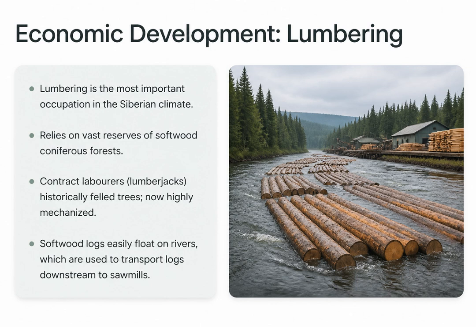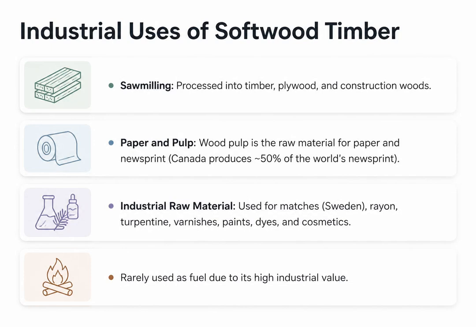Historically, contract laborers, known as lumberjacks, would temporarily move into the forests to fell trees, though today this process is highly mechanized. Once felled, the softwood logs are easily transported by simply floating them down the rivers to sawmills located downstream. Once at the sawmill, these logs are processed into timber, plywood, and other construction materials. A massive portion of this timber is pulped, using chemical and mechanical means to create wood pulp, the primary raw material for paper and newsprint.